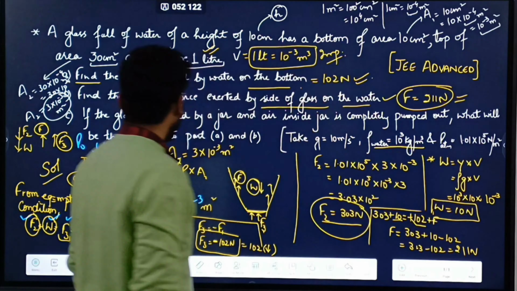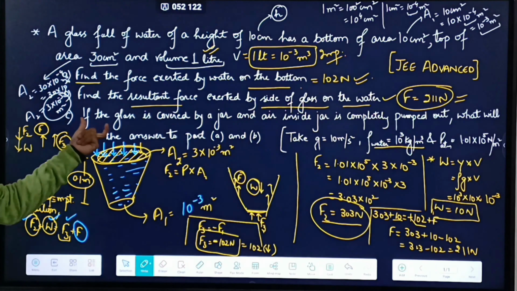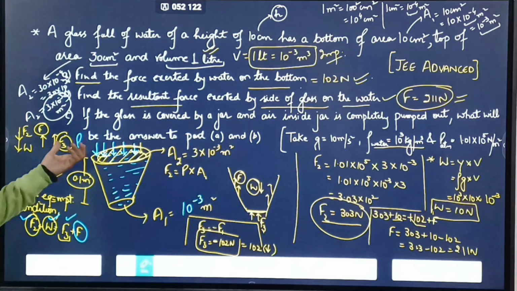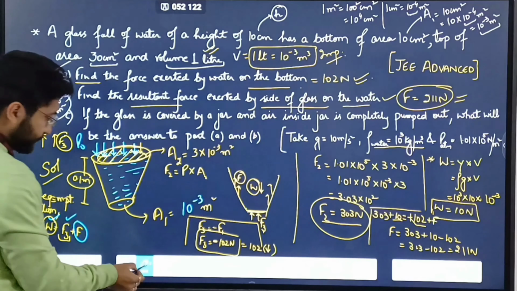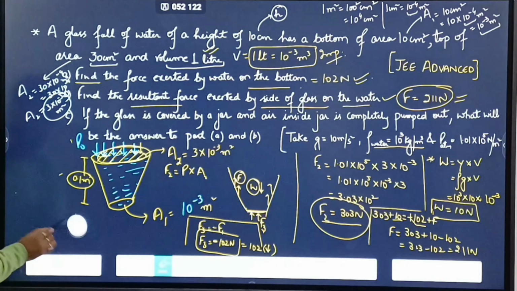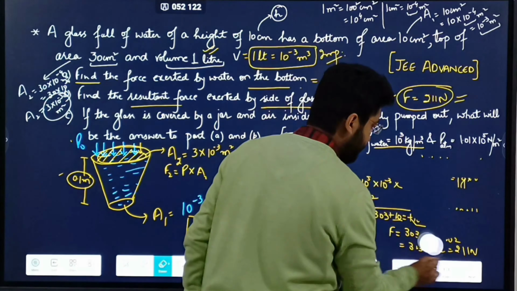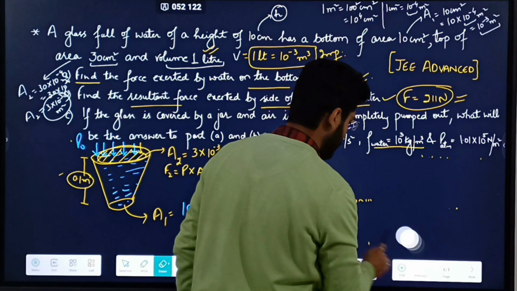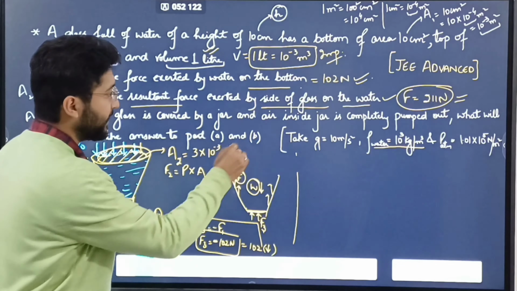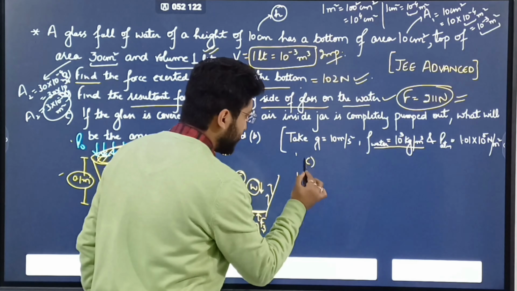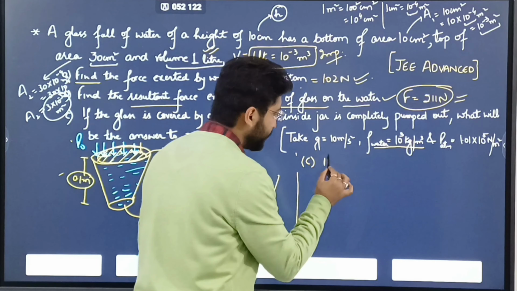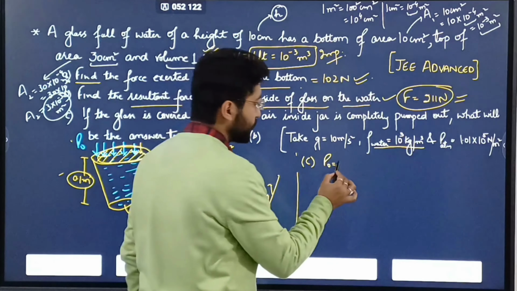Now comes the third part. If the glass is covered by the jar and the air inside the jar is completely pumped out, then what will be the answer to parts A and B? Now students, we need to calculate this. Whenever there is a question of this type, we need to put the standard atmospheric pressure equal to 0.